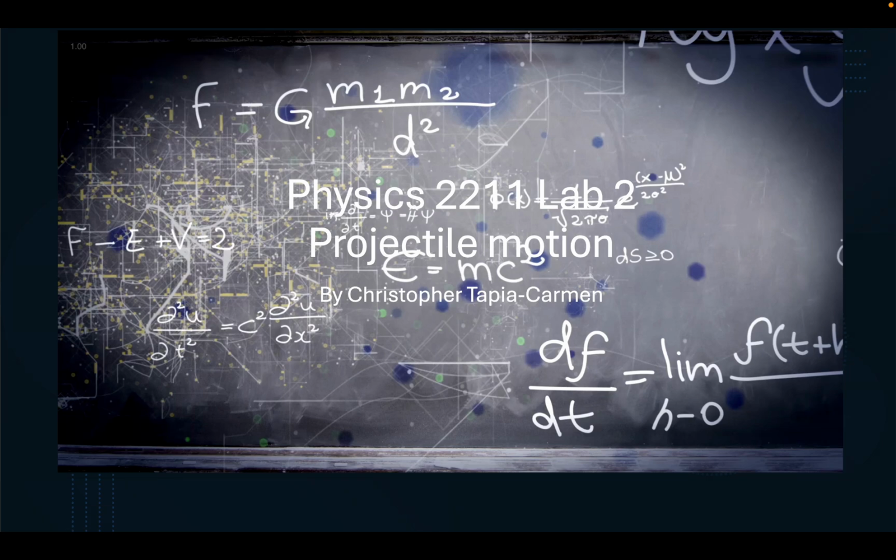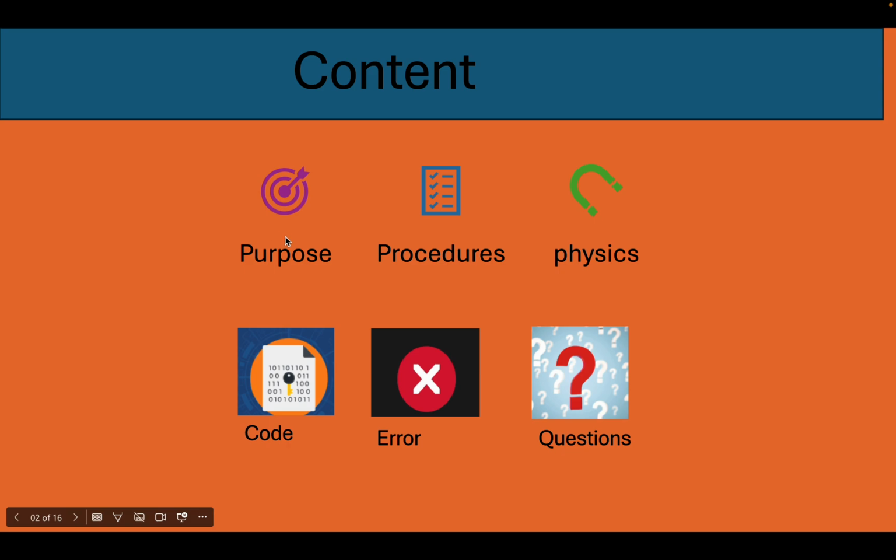Hi, I'm Carmen, and this is my Physics 2211 Lab 2 on Projectile Motion. Content covered: purpose, procedures, then physics, then code, and error, and any questions that may arise.